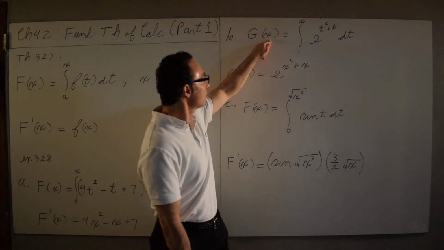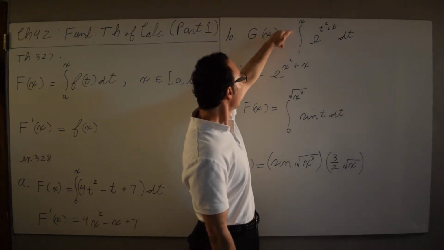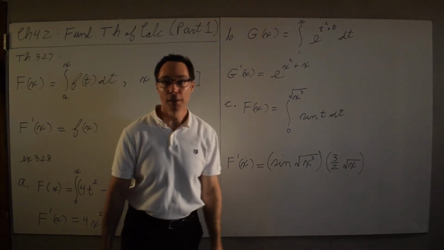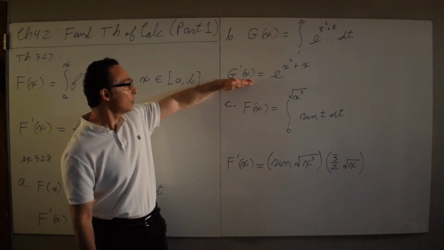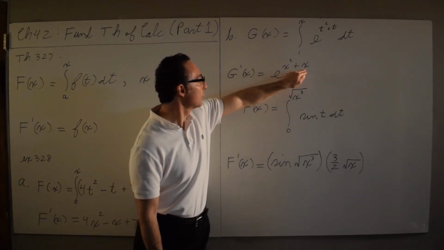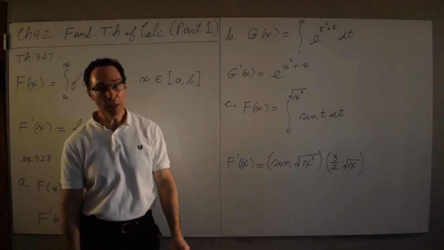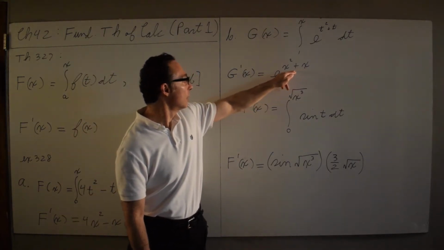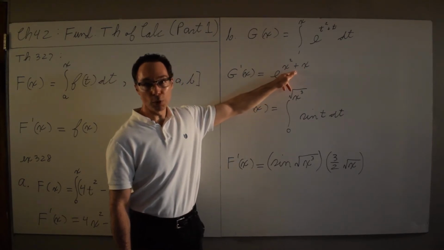And so g of x is defined as the integral from 1 to x of e to the t squared plus t dt, and we want to find the derivative of g. That is simply e to the x squared plus x. The only thing we need to know to do that is that this function, e to the x squared plus x, is a continuous function.